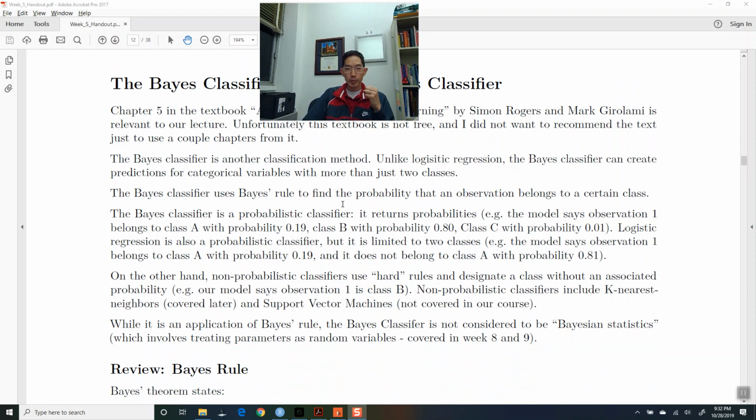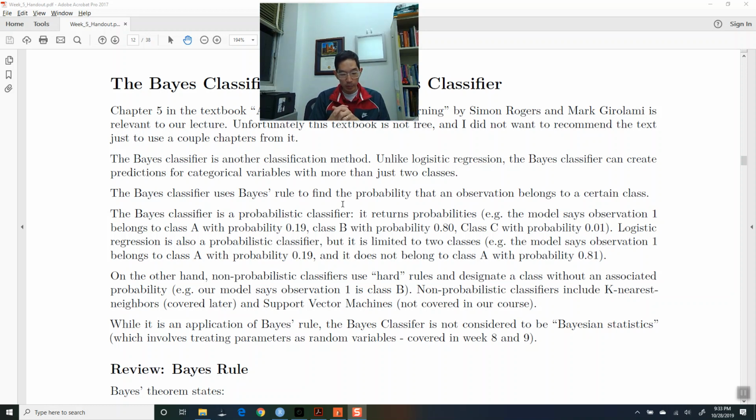So anyway, the Bayes classifier is another classification method. Unlike logistic regression, we can use it for making predictions for categorical variables with more than just two classes. So not just is it in this category or not. We can say it belongs to one of multiple classes.